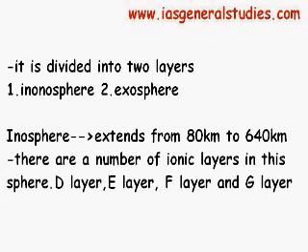What is the ionosphere? The ionosphere layer extends from 80 to 640 kilometers. It consists of ions and there are a number of ionic layers in this sphere, that is D layer, E layer, F layer and G layer. So the ionosphere itself consists of so many layers.